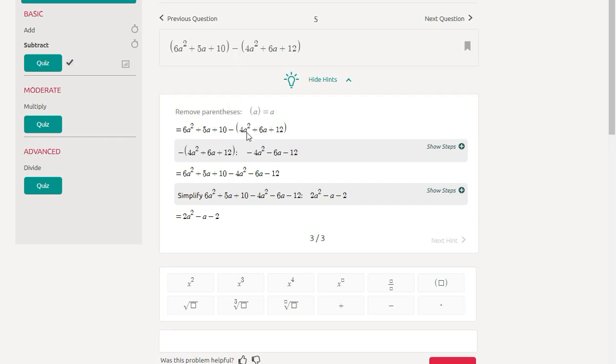So when this negative sign multiplies into it, what actually happens is this turns into negative 4a squared, negative 6a, negative 12. So now we join these similar terms over here, which is 6a squared minus 4a squared, we get 2a squared. 5a minus 6a, we get negative a. And this one, we get negative 2. Okay, so that ends the section of subtraction.